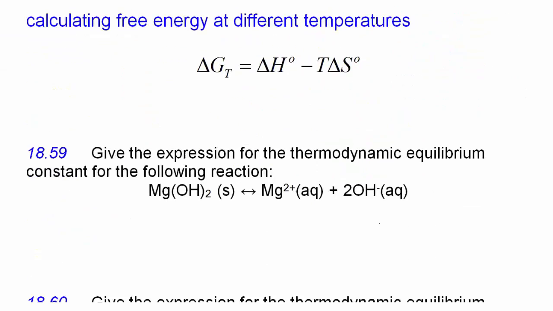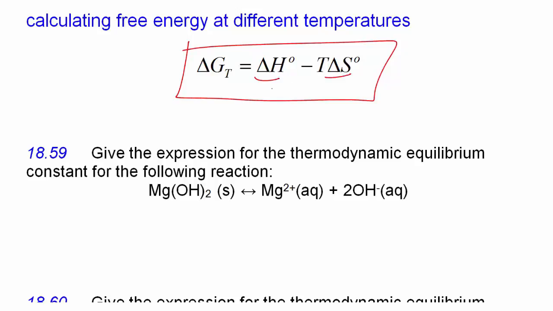Calculating free energy at different temperatures. So all we're going to do is use the tables to get these, because they're standard. We'll use the tables to get our standard entropy and standard enthalpy changes. We'll plug in our new temperature, and make sure it's in units of Kelvin. And then we'll get our Gibbs energy change at that temperature we plugged in, in Kelvin.